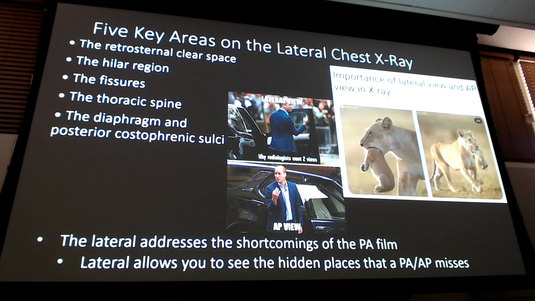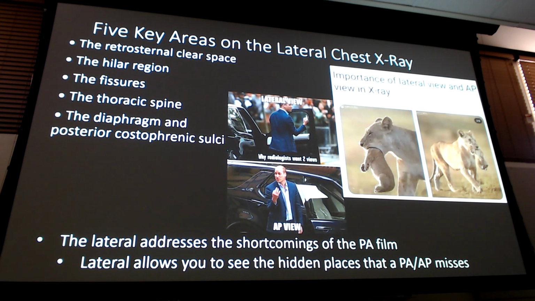This is why we do 2 views on the chest. Perspective is important, right? You think you see something, but then you realize you don't see the whole picture, okay? You don't see the whole picture. So there are areas on a lateral chest x-ray that we specifically need to look at because we can't see them on the PA or the AP. Here's your 5 areas. Listed right there by bullet point.